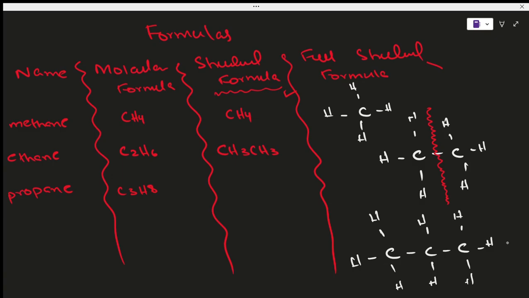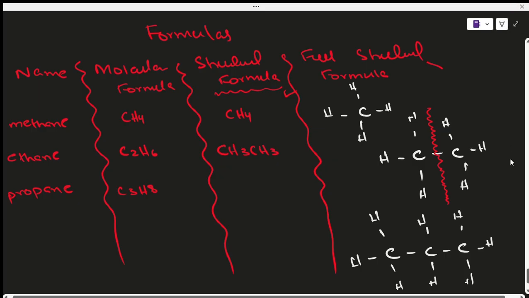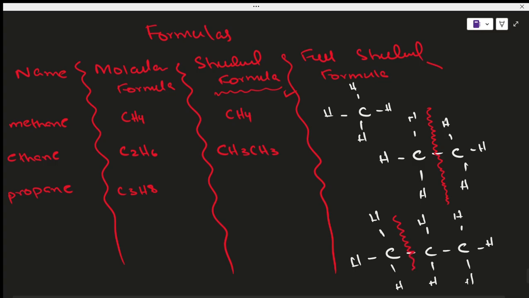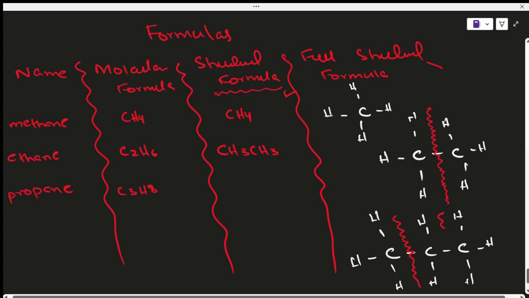Now how do we break this? Let's put a break here first. We break the CH3 from the middle, and we break the CH3 from the last. So this here is one CH3, and one CH3 is here, and in the middle you have a CH2. So this is CH3, CH2, and a CH3. This is how you write the structural formula.